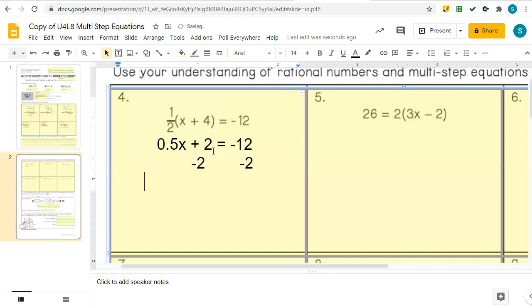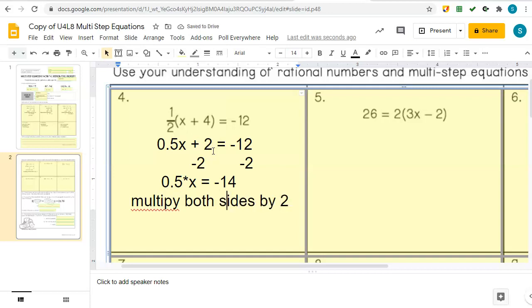And we get 0.5 times x equals negative 14. Now, we divide both sides by 1/2, or that's the same as multiplying by 2. That's multiplying by the reciprocal. And then we're going to get x equals negative 28. Alright.